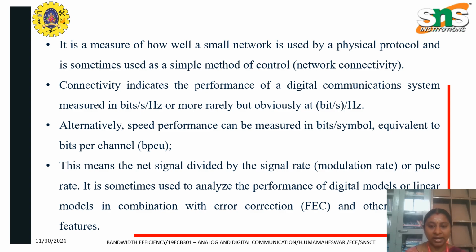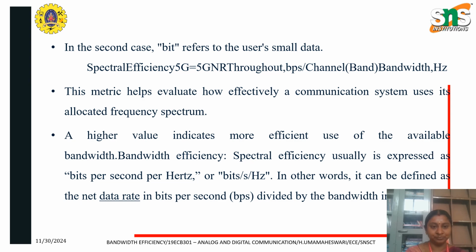It is sometimes used to analyze the performance of digital modems or linear modems in combination with error correction and other features. In the second case, this bit refers to the user's data, whereas spectral efficiency for 5G is equal to the 5G NR throughput in bps divided by the channel bandwidth. This metric helps evaluate how effectively a communication system uses its allocated frequency spectrum. A higher value indicates more efficient use of the available bandwidth, and the spectral efficiency is usually expressed in bits per second per hertz.